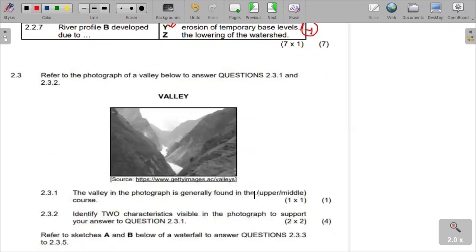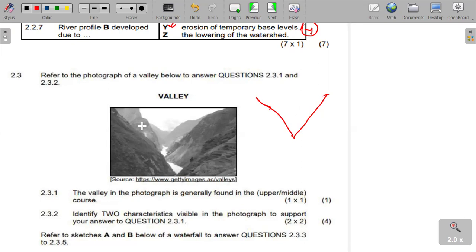We have the question 2.3: refer to the photograph of a river below to answer questions 2.3.1 to 2.3.3. This is a cross-sectional view of a river channel, shown by a photograph here. The valley in the photograph is generally found in the dash course of the river channel. When we see a V-shaped river channel, what are we saying? We are saying V-shaped river channels are found in the upper course of the river.